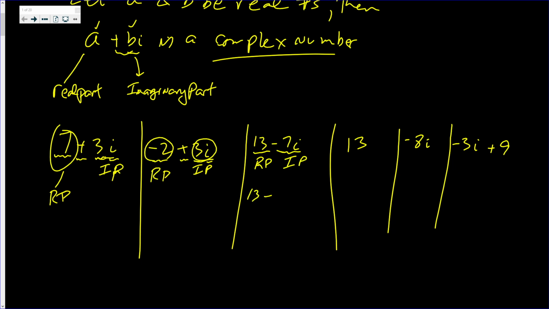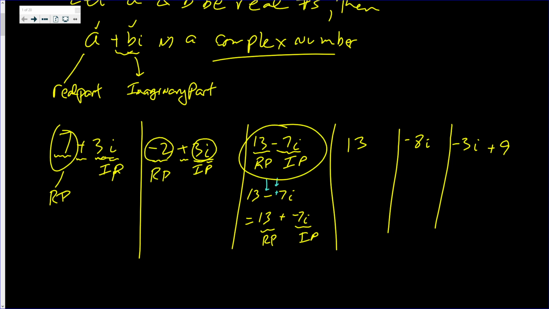And this is correct because, first of all, realize that that 7i is plus 7i. Anytime you like, you can change those two signs, and you'll get 13 plus negative 7i. That's the real part, and that's the imaginary part, just like I said over here.